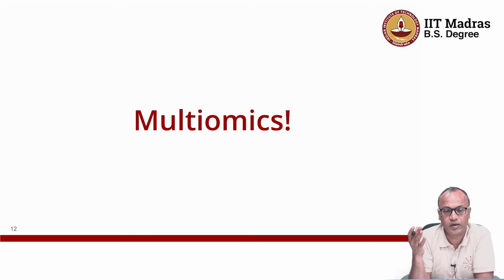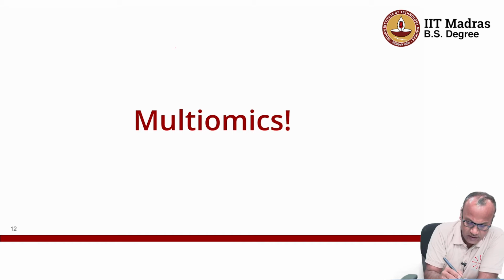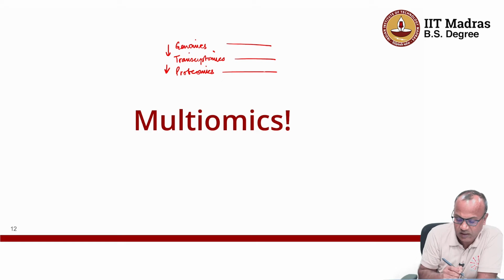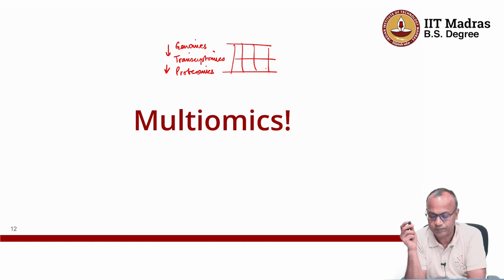Finally is multiomics. Now, as the name suggests, multiomics will involve, so till now we had, as I said, genomics, we had transcriptomics, we had proteomics. Now, we know that this is the flow of information from the central dogma. So, if this is one layer, this is another layer of information, this is another layer of information. Multiomics tries to integrate across the layers of information.